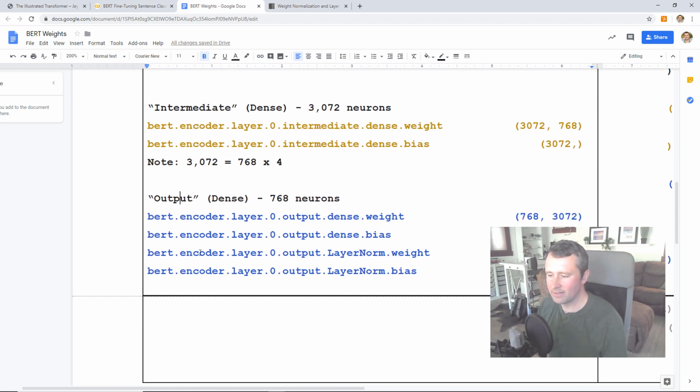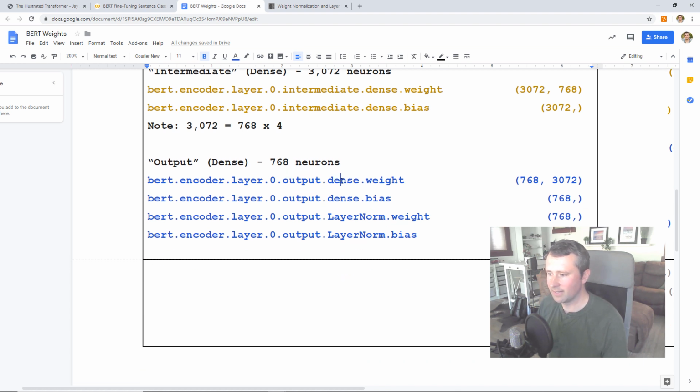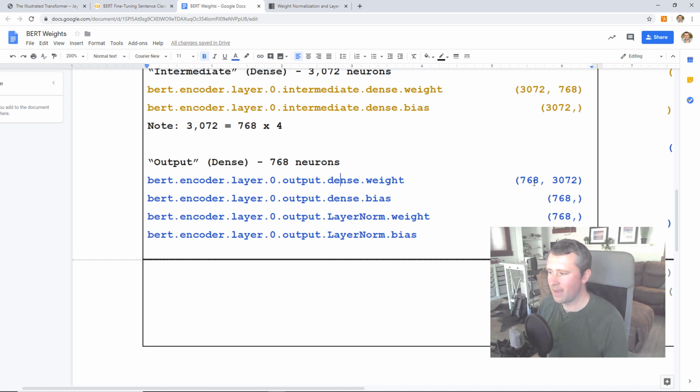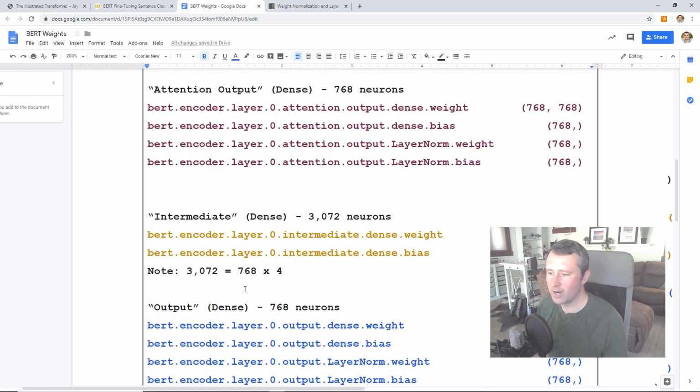And finally, there's this layer just named output. And it's another dense layer, scales things back down to 768, it has just 768 neurons. And those are all the pieces. So let's see if we can figure out where each of these comes into play in Jay's tutorial.